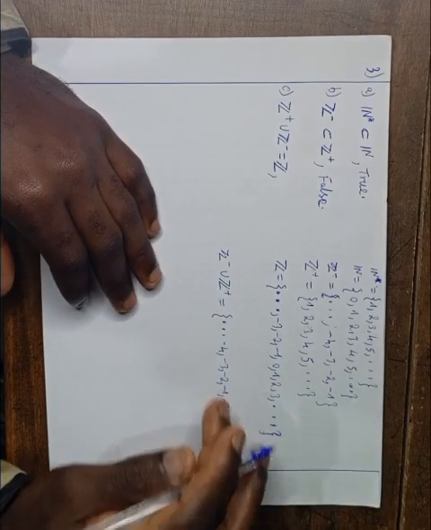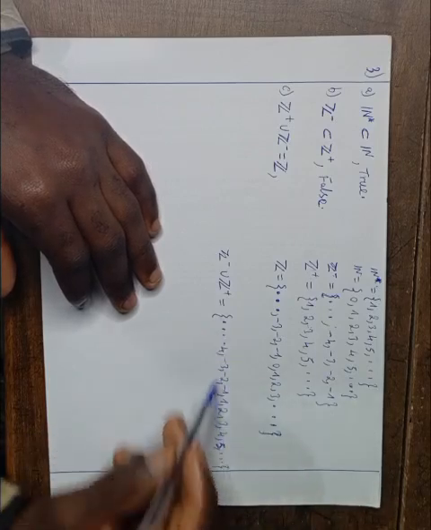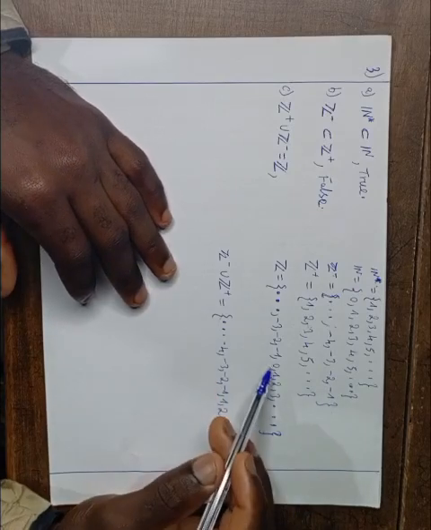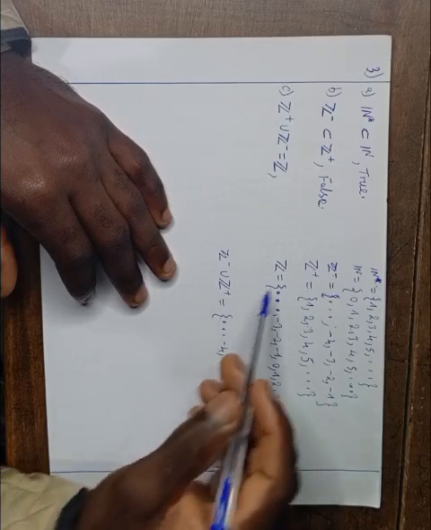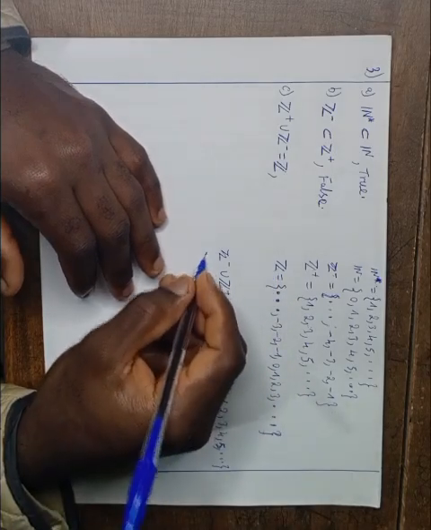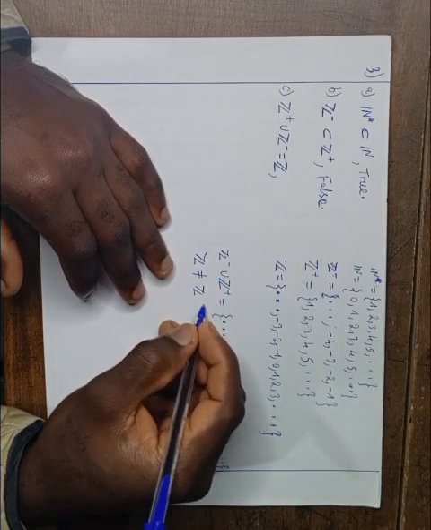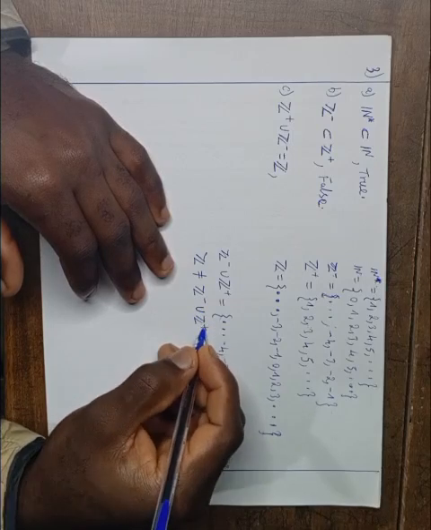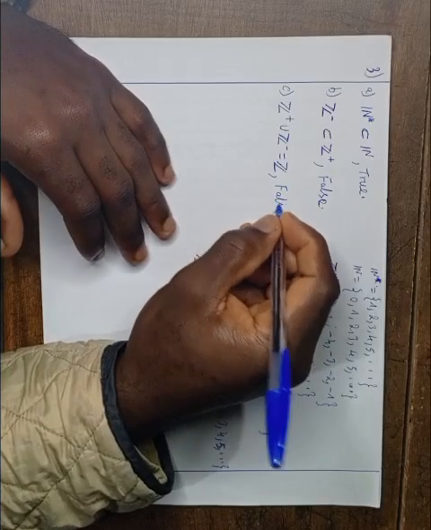So you see that comparing this set and this one, all the other whole numbers are present except 0. There is no 0 here. Therefore, the set Z is not equal to the union of Z minus with Z plus. So in this case, we are going to say it is false.